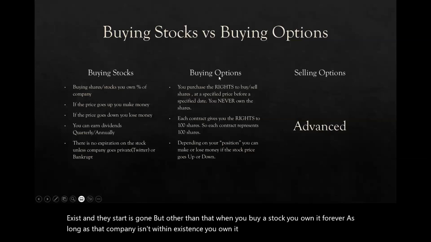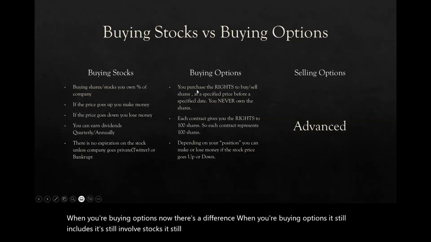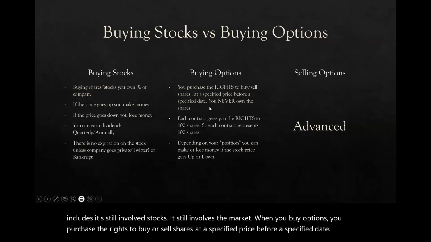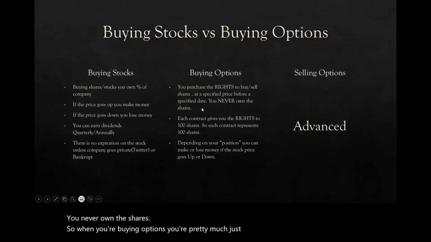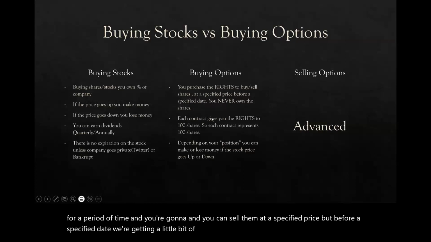Okay. Now, when you're buying options, there's a difference. It still involves stocks. It still involves the market. When you buy options, you purchase the rights to buy or sell shares at a specified price before a specified date. You never own the shares. So when you're buying the options, you're pretty much just renting. You're just leasing the shares for a period of time, and you can sell them at a specified price before a specified date. We'll get into a little bit of that later in this discussion.